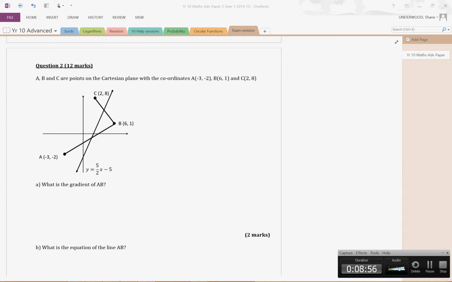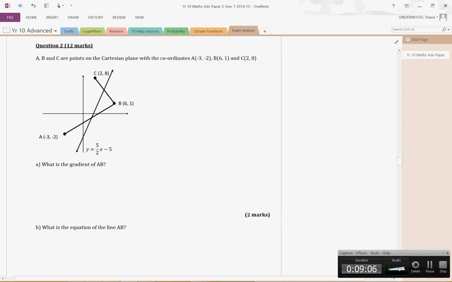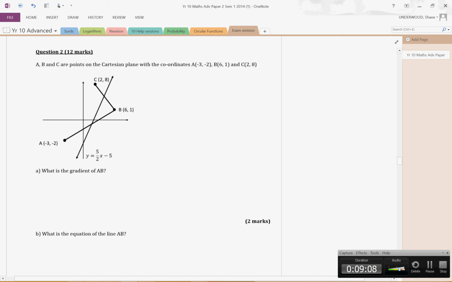I'd like you to find the gradient of AB. It was a long time ago. Rise over run. y2 minus y1 over x2 minus x1. Away you go, please. Have a go at this question. And if you've done that, have a go at part B. Then go through this.